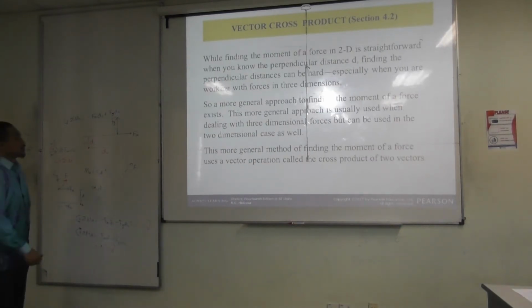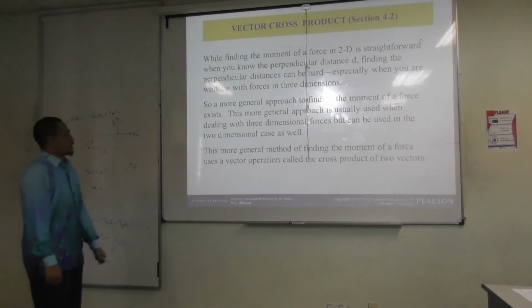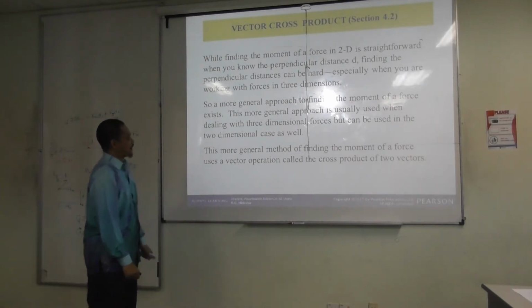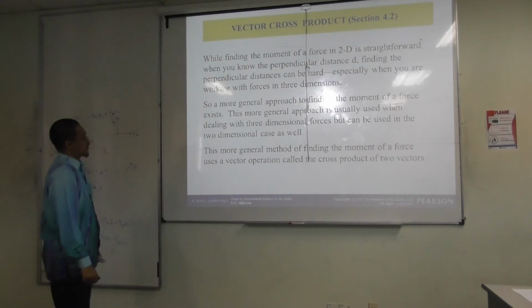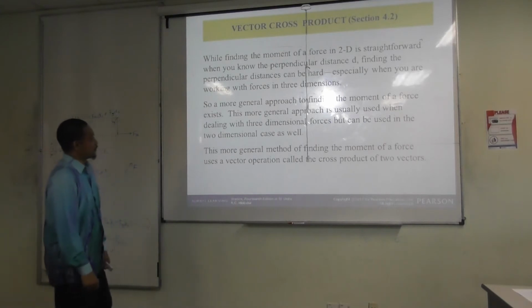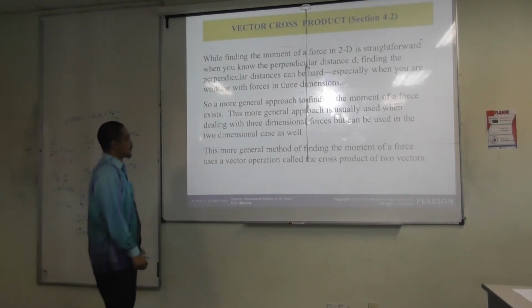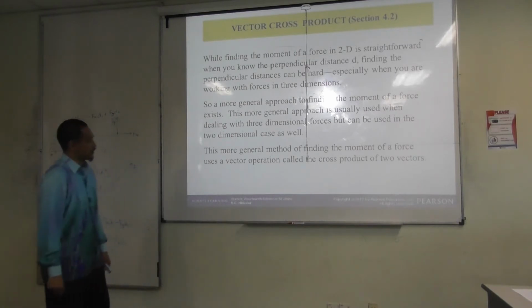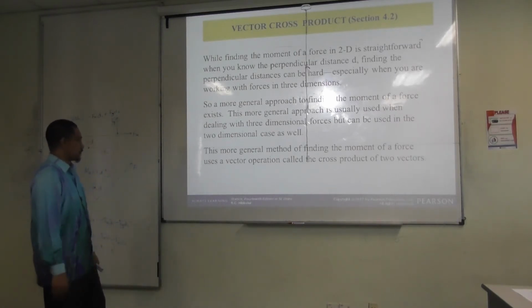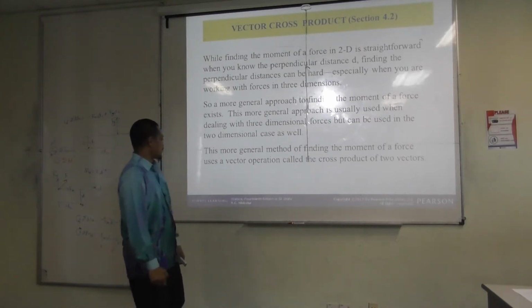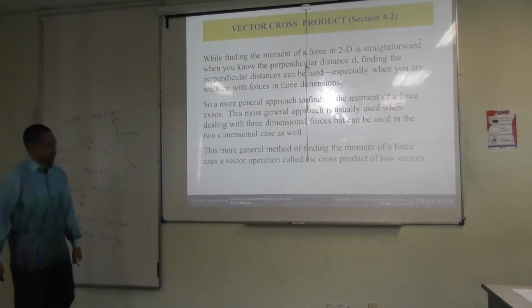Now, while finding the moment of a force in 2D is straightforward when you know the perpendicular distance d, finding the perpendicular distance can be hard, especially when you are working with force in 3 dimensions. So a more general approach to finding the moment of a force exists. This more general approach is usually used when dealing with 3-dimensional forces, but can be used for 2D as well. This more general method of finding the moment of a force uses a vector operation called the cross product of two vectors.